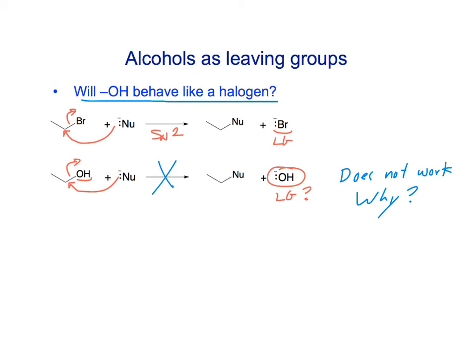Well, an important part is that hydroxide is a strong base, which makes it a poor leaving group. So OH minus is a poor leaving group, whereas bromide, we know, is a good leaving group. So to overcome this, what if we just use a stronger nucleophile?